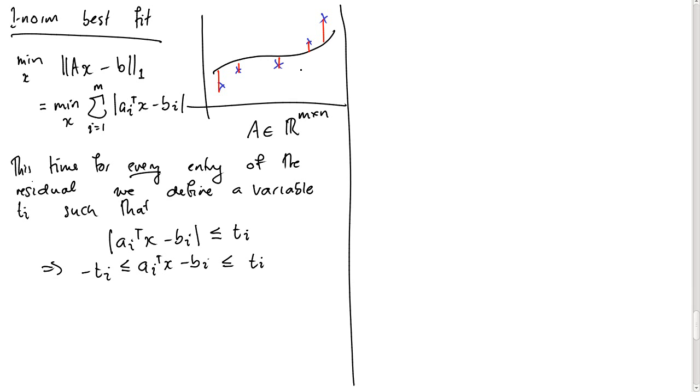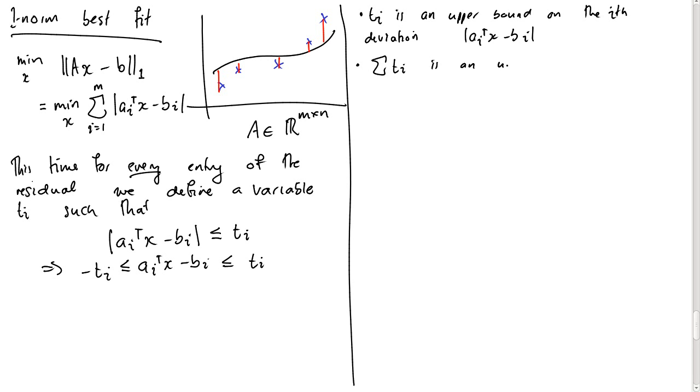I'll say that again. Ti is an upper bound on the ith deviation. Just make a little note of this. Ti is an upper bound on the ith deviation. Okay, so the ai transpose x minus bi. Therefore, the sum of all the ti's is an upper bound on the total deviation. Okay, on the sum of all these things.